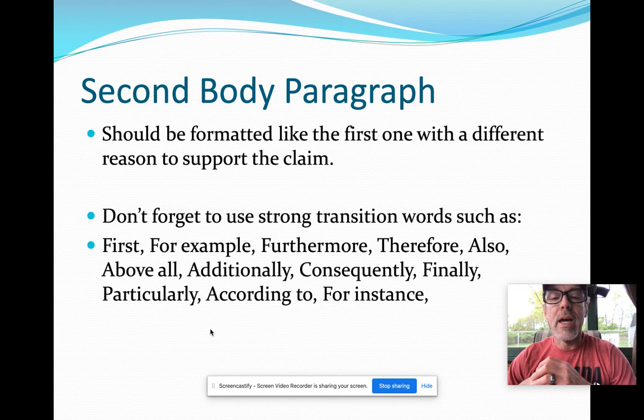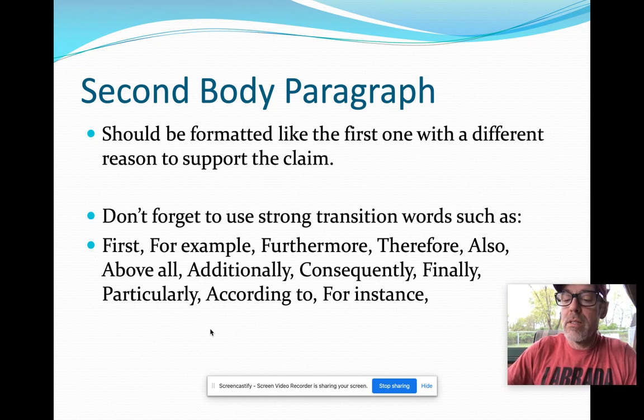Don't forget that there are good transition words you see on the screen. First, for example, furthermore, therefore, also, above all, additionally, consequently, finally, particular, according to, for instance. You want to use those transition words through your paragraph.